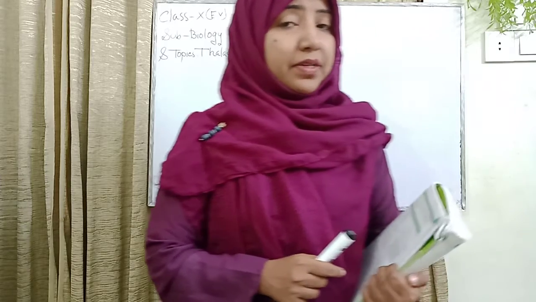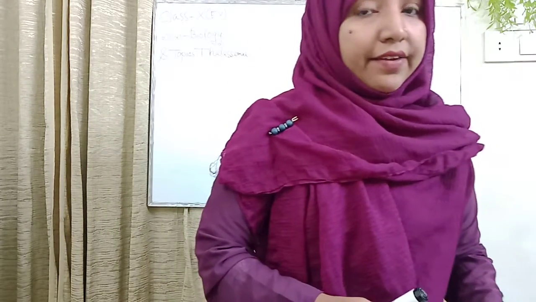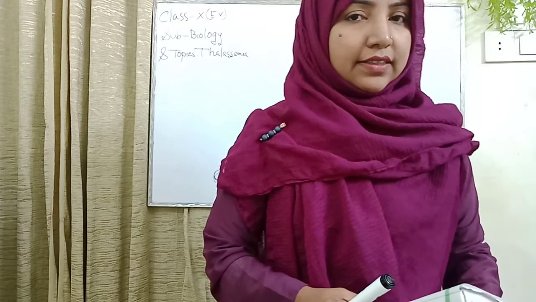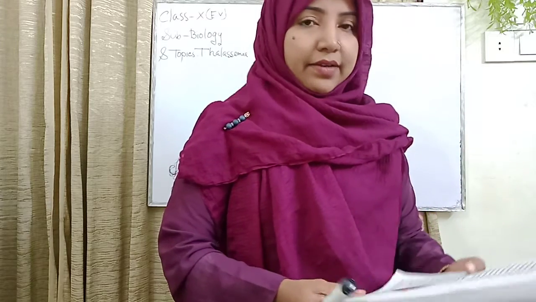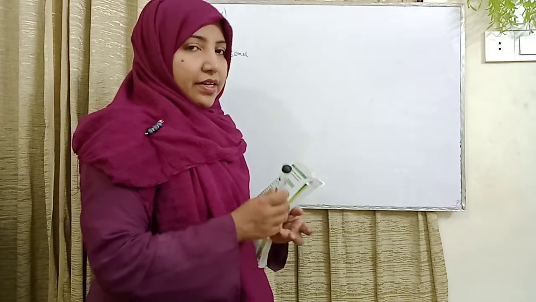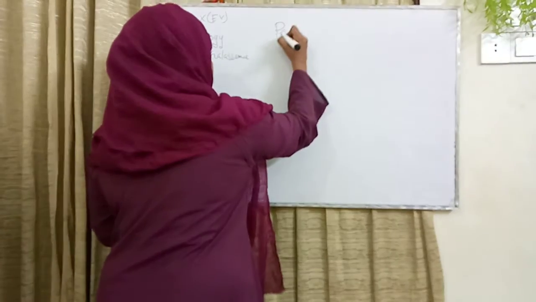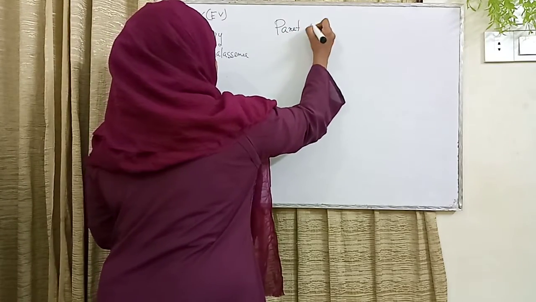In the previous class I explained about sex-linked disorders, such as color blindness, and I explained the Punnett square. Please everyone see the board. What is the Punnett square?